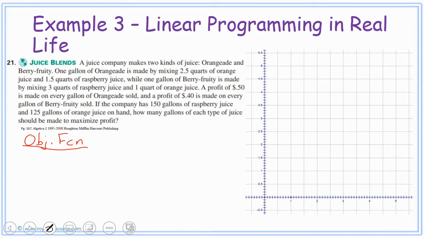Now remember, the objective function is what you're maximizing. And so you're looking for something that is being maximized or minimized. This is really optimization. In this case, we're maximizing profit. So that means we're looking for a way to write the function based off of profit. Now the profit is written here, and we're doing 40 cents made on every gallon of berry fruity sold, and a profit of 50 cents made on every gallon of orangeade sold. And so we can see there that our profit margin, and we could use P there, is going to be based off of 50 cents times X plus 40 cents times Y. And I could rewrite that one to make it look a little neater.